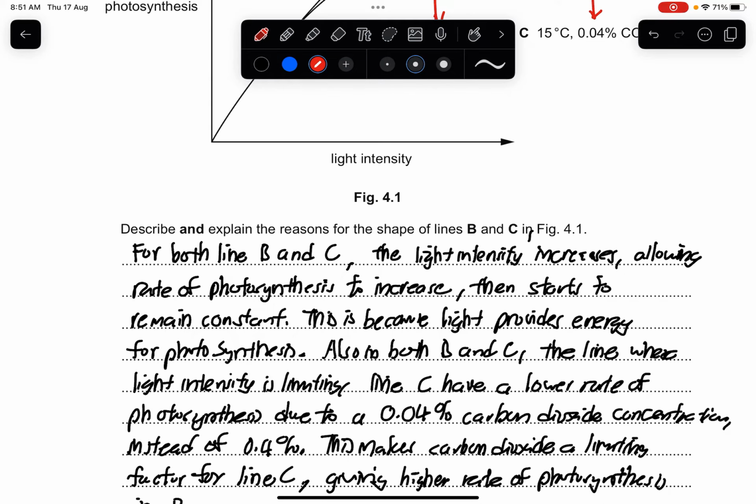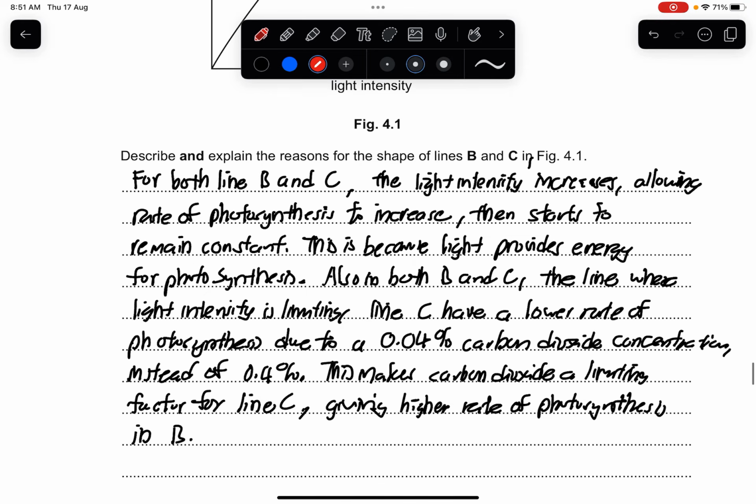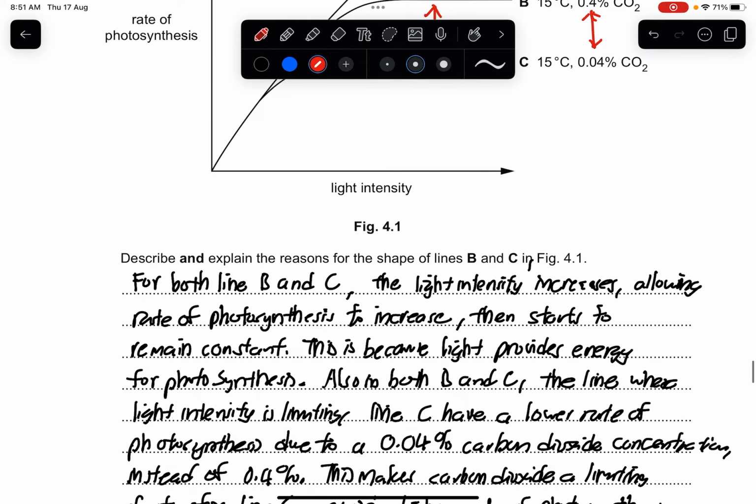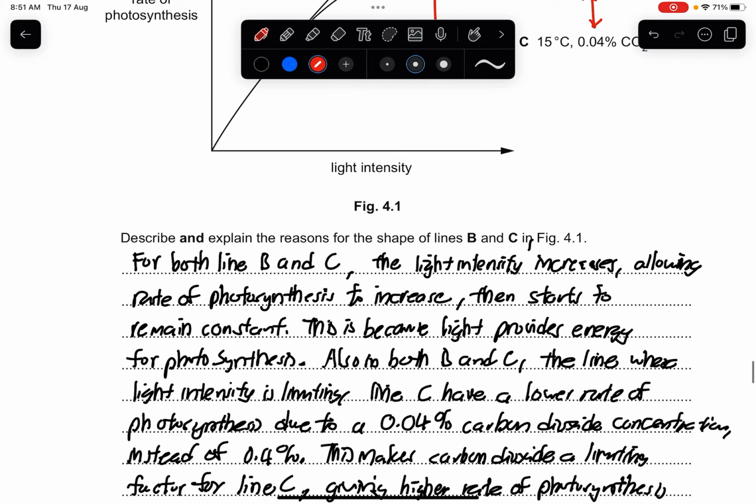How do you answer this question? You have to break down what is a similarity first, and only then go to what makes it different. So for both lines B and C, as the light intensity increases, the rate of photosynthesis increases. Then it starts to remain constant and levels off. This is because light provides energy for photosynthesis. You can see that I further explain this part, because they want you to explain the reasons for this happening.